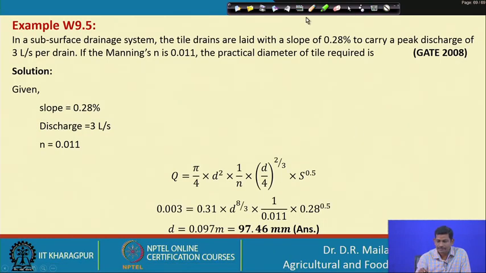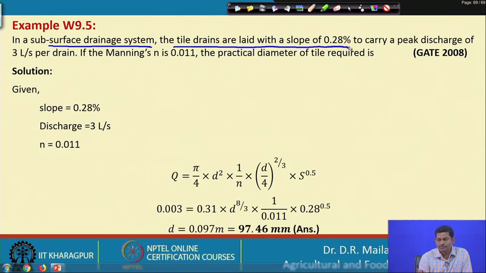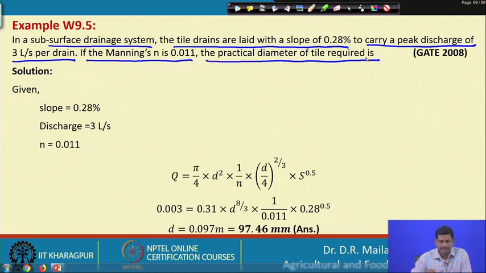All right. So, there is example 5. In a subsurface drainage system, the tile drains are laid with a slope of 0.28%, right, and to carry a peak discharge of 3 liter per second per drain. If the Manning's n is 0.011, the practical diameter of the tile required is.